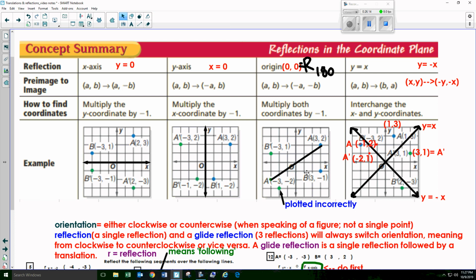So you will usually have a guaranteed one on the DCAS that goes right through the origin. If you look at a pre-image and the image point and connect them, you see they go right through the origin. Therefore, you know it's going to be a rotation of 180 degrees. When it reflects over the origin, it's the same as a rotation of 180 degrees. We'll talk about rotations next class, like I said.